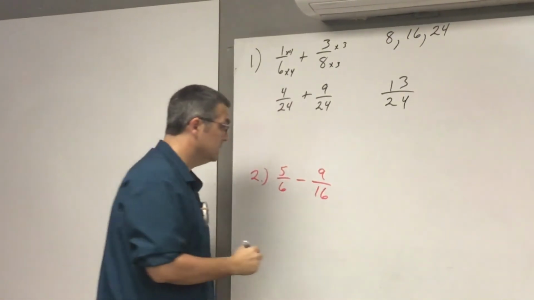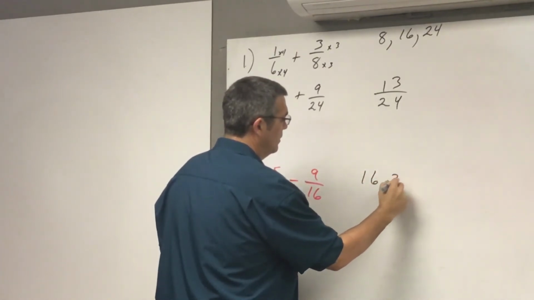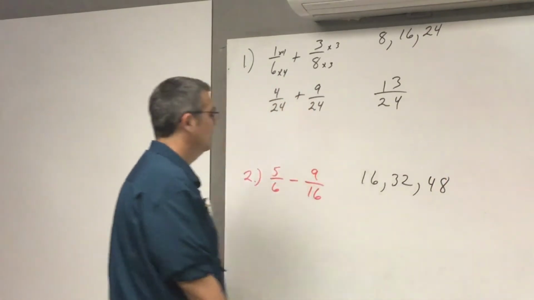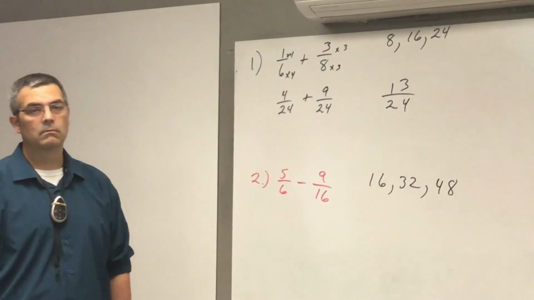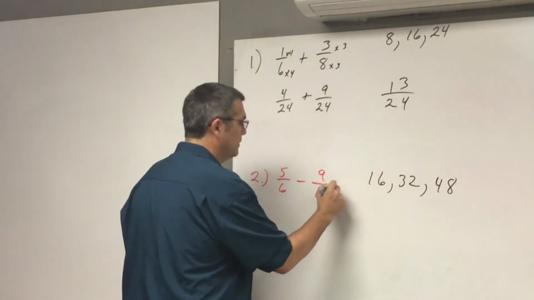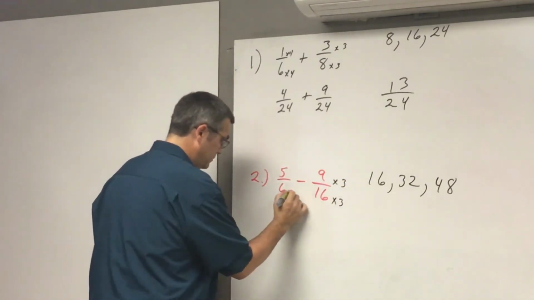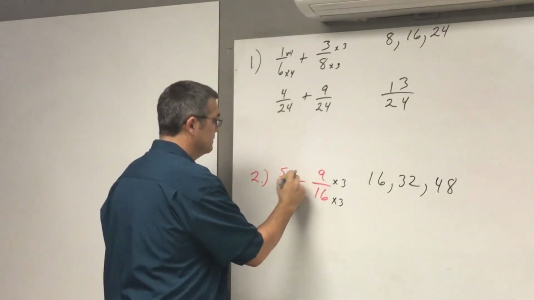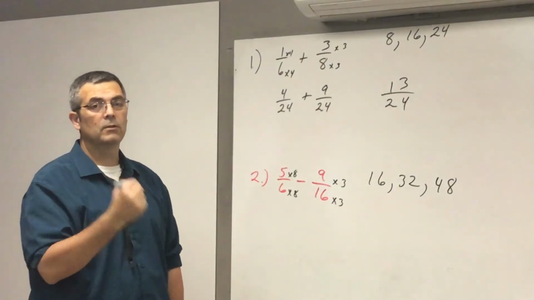I'm going to list that 16 out. 16, 32, 48. Wait, I know that 6 can be multiplied by something to get 48. Okay, so I multiplied this times 3, this times 3, 6 times 8 gets me 48. So I'm going to multiply this times 8. Now I'm doing the top by the same number to make sure I keep the equivalent fraction.